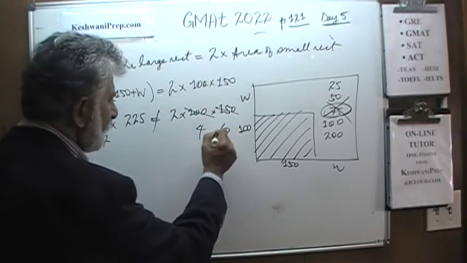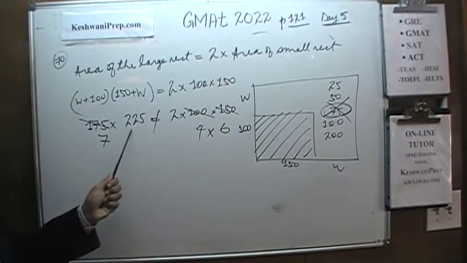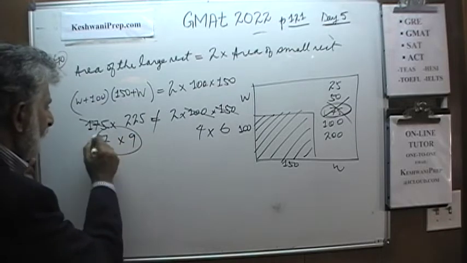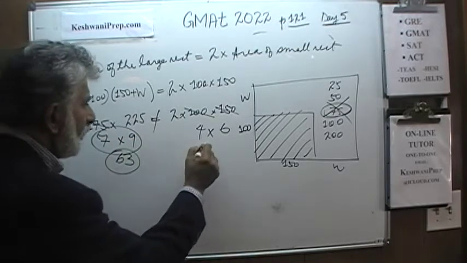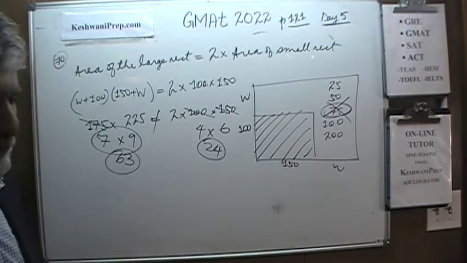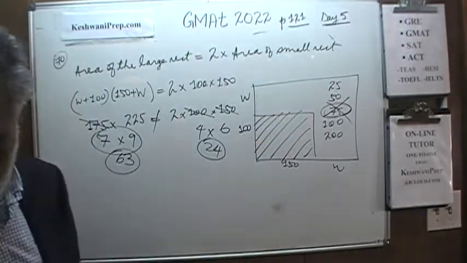150 is made up of 625. If 200 is made up of 825, then 225 must be made up of 925. As you can see, this is far more than this. What does it tell us? It tells us that we need to go to the lower quantity. Let's try 50.